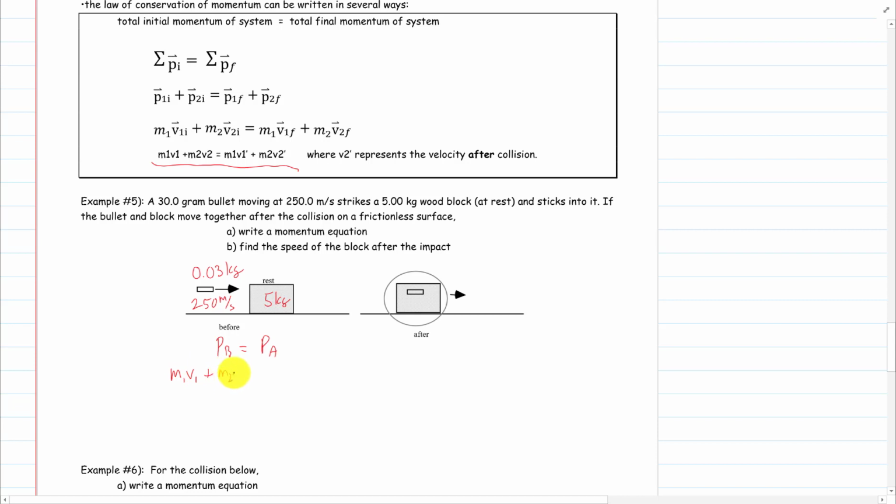And then we write down m1v1 plus m2v2 equals m1v1 prime plus m2v2 prime. For two objects, that's what we do. If there's 3, we would add another one on each side. So this is 0.03 times 250, and positive will be to the right. If it ends up being negative, it's going left. Plus, and this is 5 times 0.